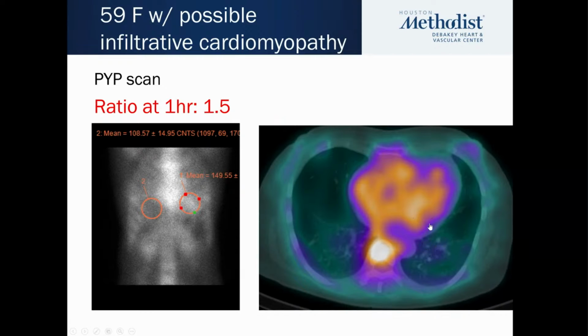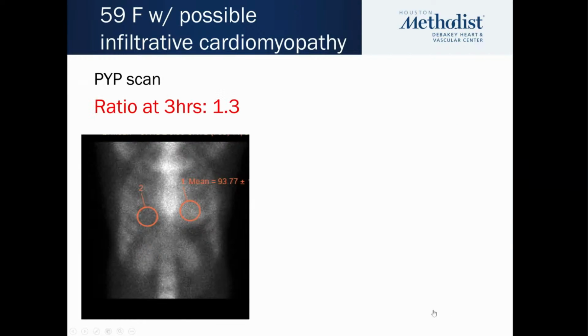And this patient actually had a biopsy, and the biopsy came out to be AL amyloid. So even though the ratio was 1.5, the uptake is still more in the blood pool. So I'm focusing on this issue of blood pooling because this is probably the most common cause of false positive that I'm seeing in these scans.